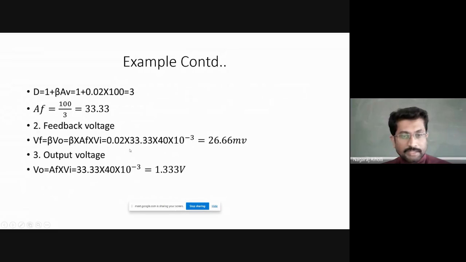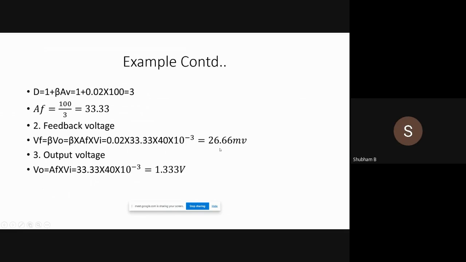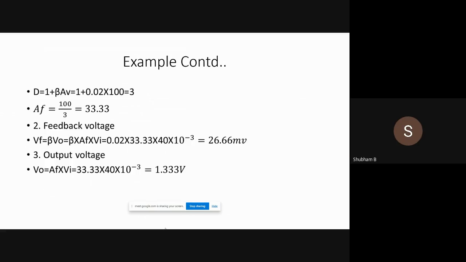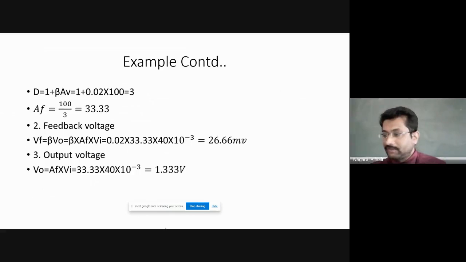Just check how much you are getting. 0.02 into 33.33 into 40 into 10 raised to minus 3. What is the answer you are getting? 0.02664 volt. Yes, that is 26.66 millivolts. Am I right? 26.66 millivolt. Correct? Fine.